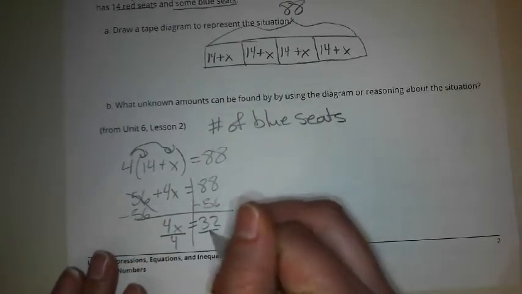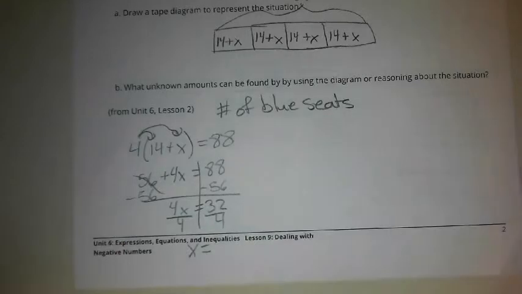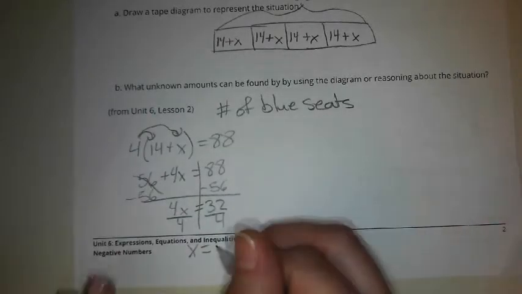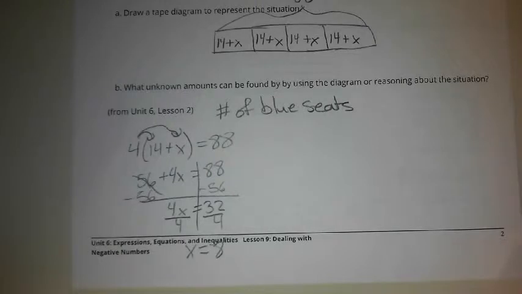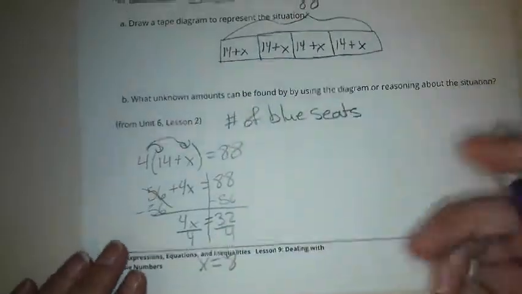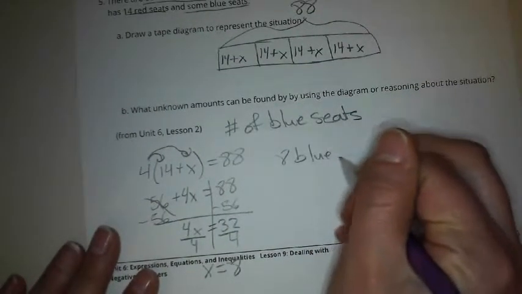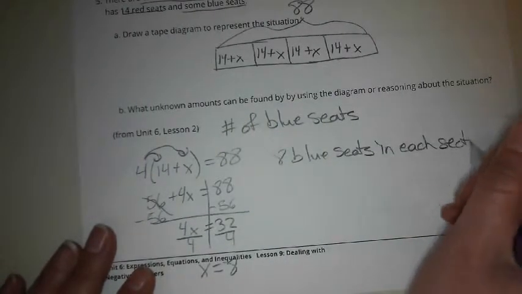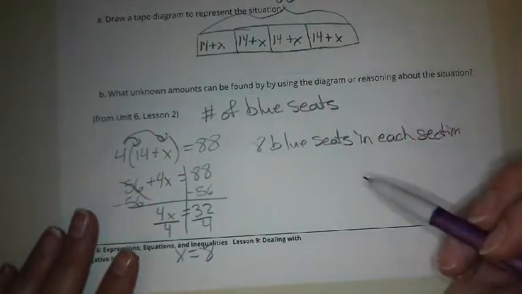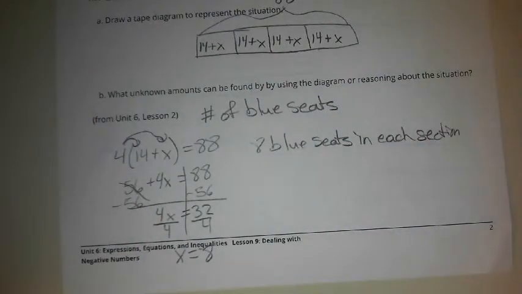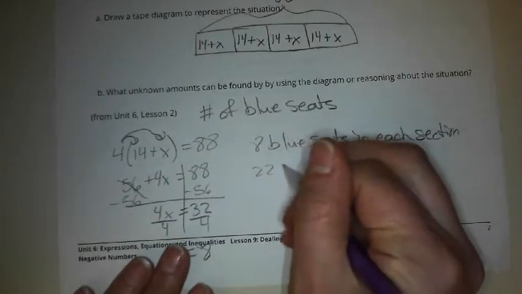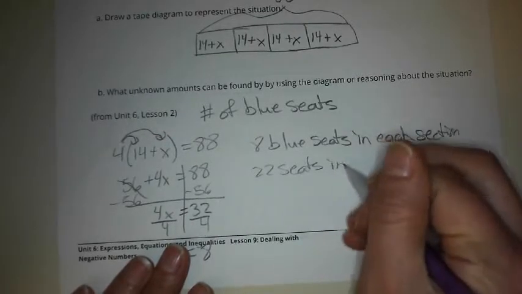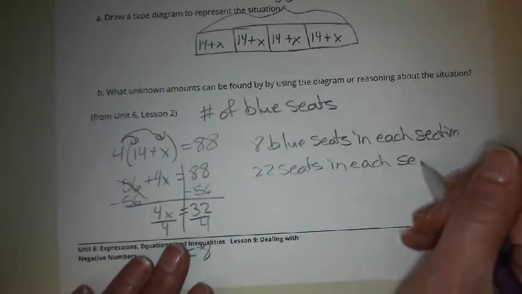That leaves me with 4X, and 88 minus 56 gives me 32. I would divide both sides by 4. X is going to equal 8. So that tells me that there are 8 blue seats in each section. I could also say that the total number of seats, if I added 14 plus 8, would give me 22. So there's 22 seats in each section, no matter what, red or blue.